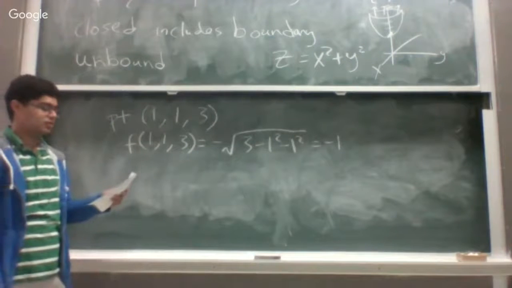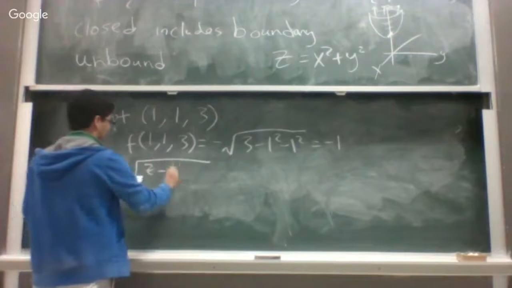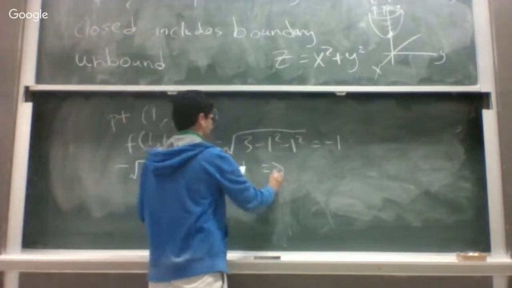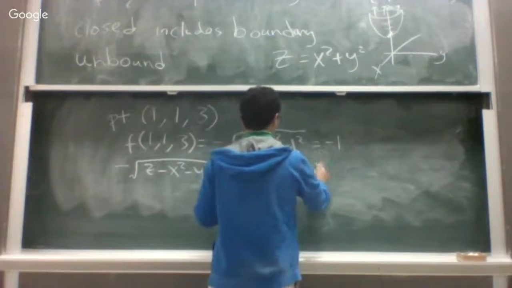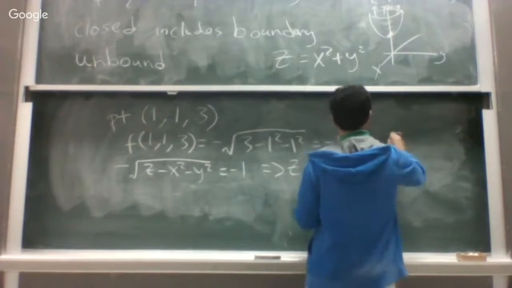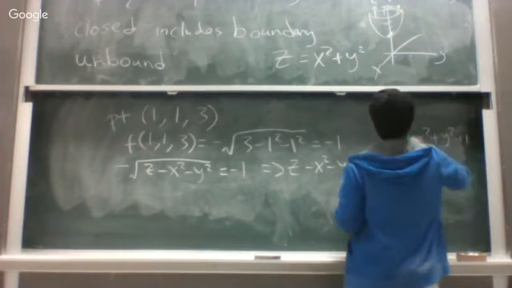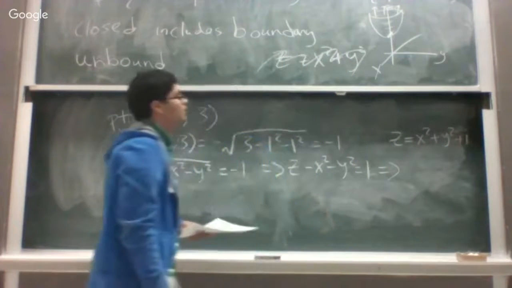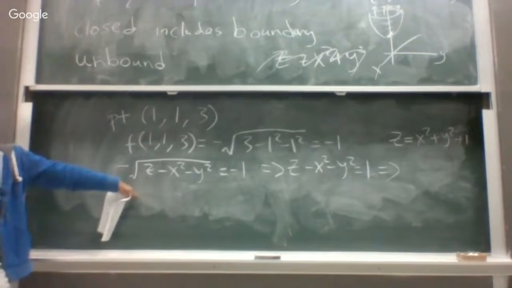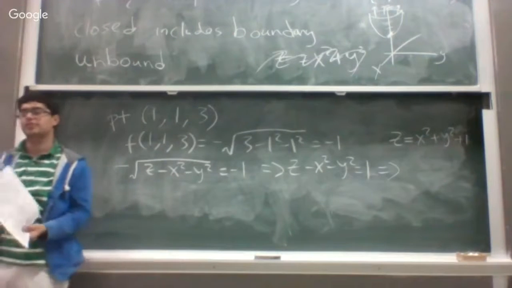So negative the square root of z minus x squared minus y squared is equal to negative 1. Therefore, z minus x squared minus y squared is equal to 1. Therefore, z is equal to x squared plus y squared plus 1. But when you graph it, it's only in terms of x, y, and z. So you were supposed to graph it after you did the point. But otherwise, yeah, I could start at the origin.